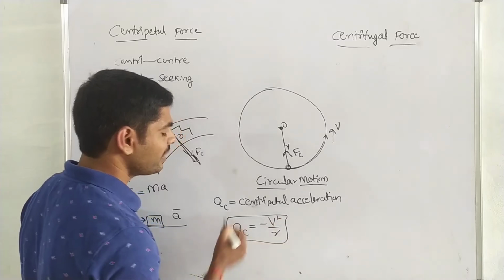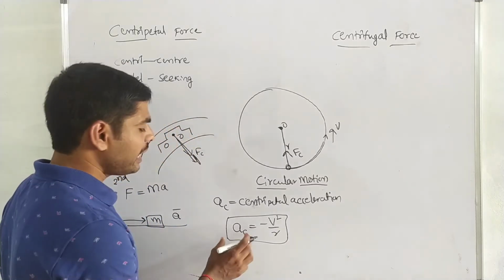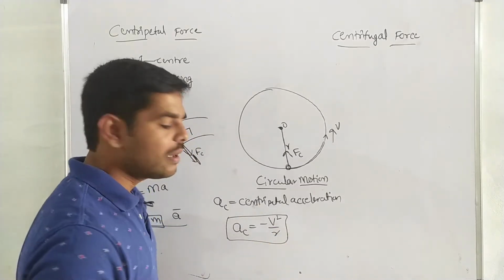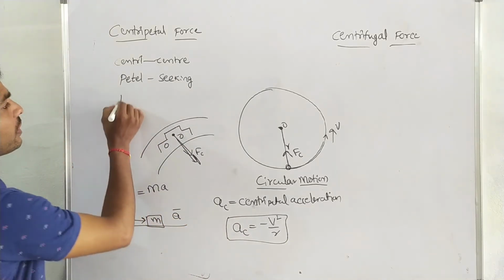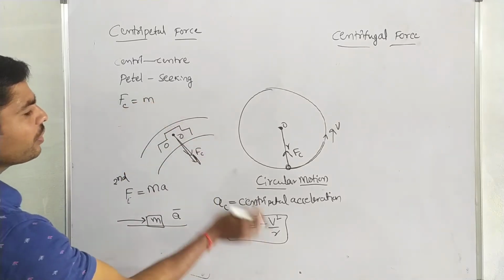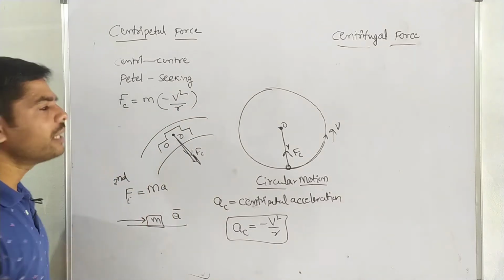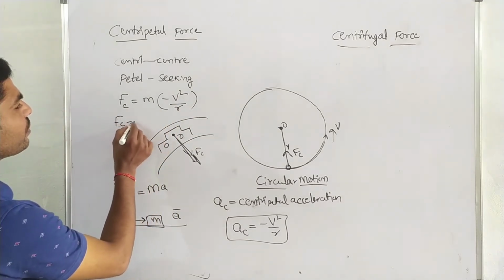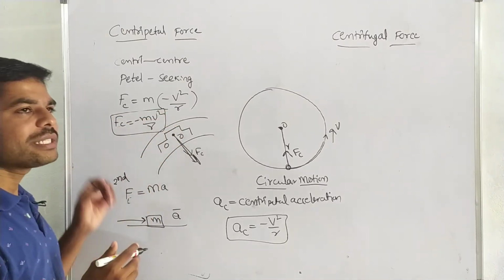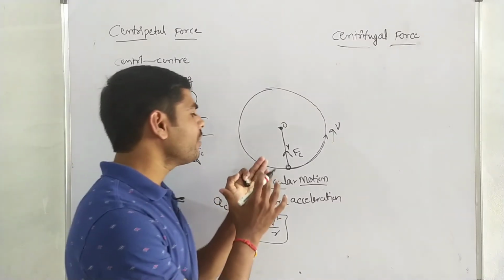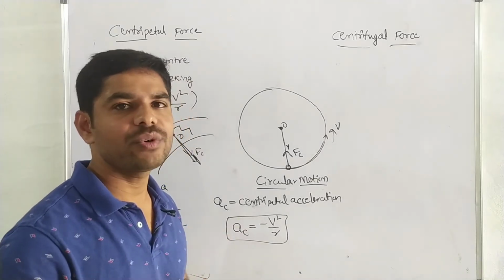This is the equation of the centripetal acceleration, a_c is equal to minus v square by r, and we get the centripetal force formula in terms of this. Therefore F_c is equal to m into a, and in the place of a I can substitute v square by r, and we will get minus v square by r. It becomes F_c is equal to minus mv square by r. So for centripetal force we got the equation. The minus sign shows that the force is always acting towards the center.